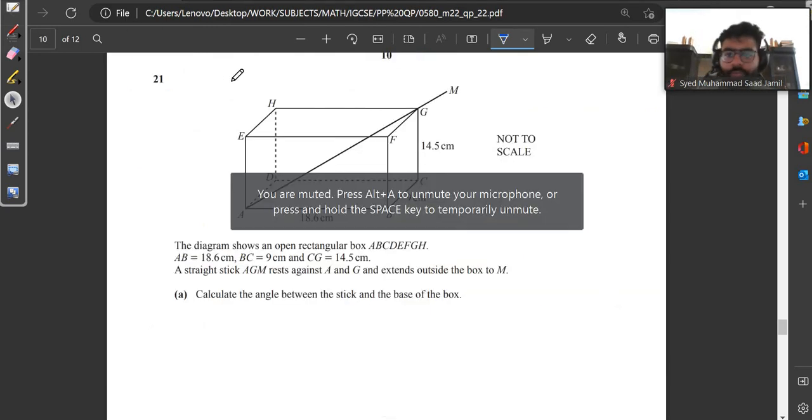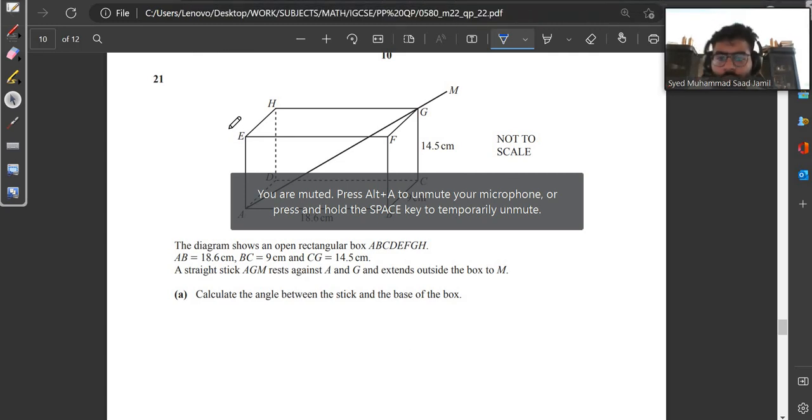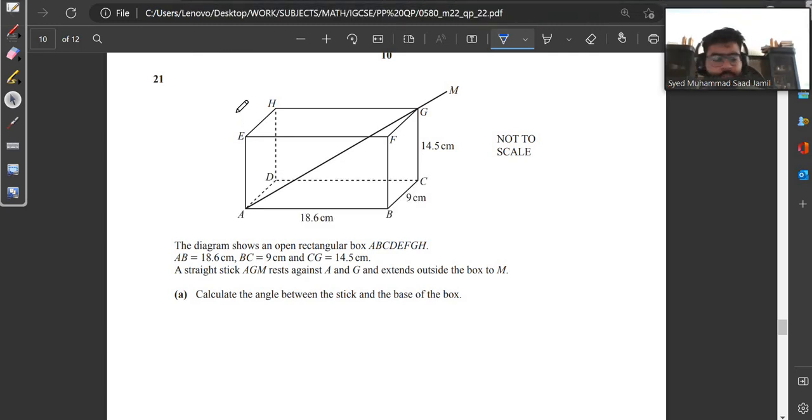Moving on to question 21, it says the diagram shows an open rectangular box. AB is 18.6, CG is given. Calculate the angle between the stick and the base. Basically the question is saying you have to calculate this angle, the angle between the stick, which is this, and the base.